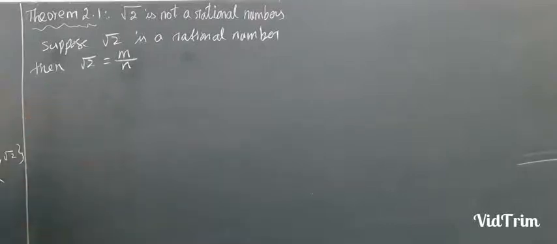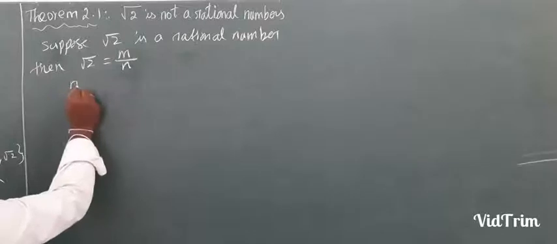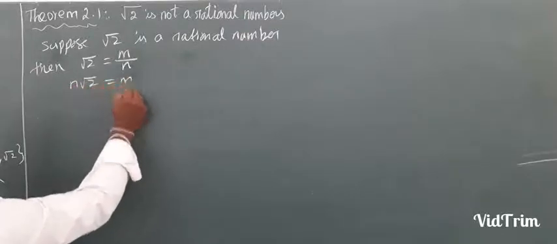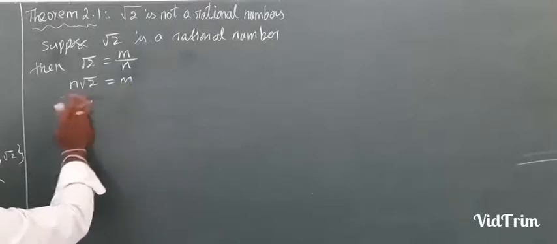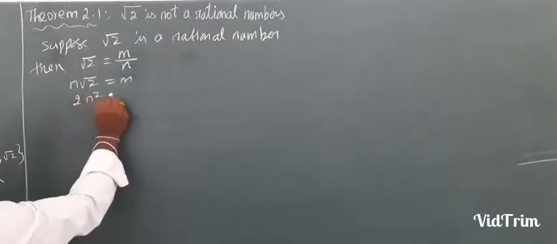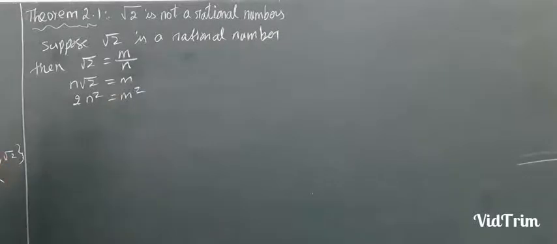Now root 2, we just change it. N root 2 is equal to M. Now squaring both sides, we have 2N square is equal to M square.